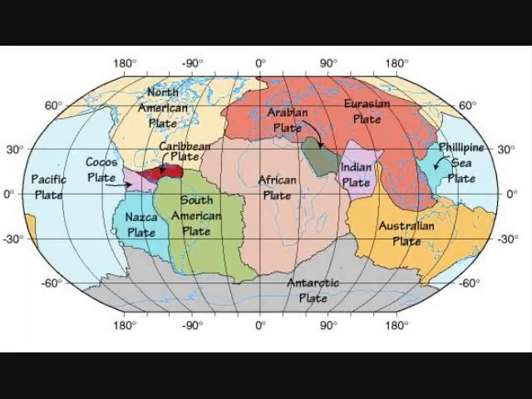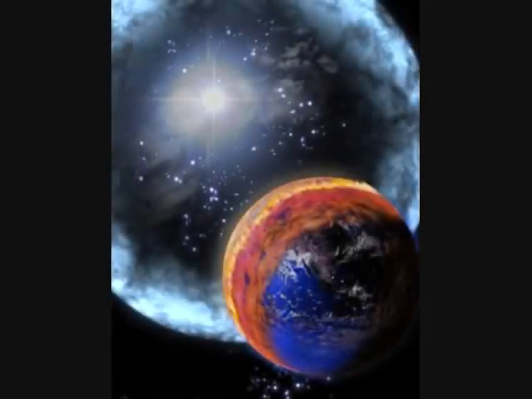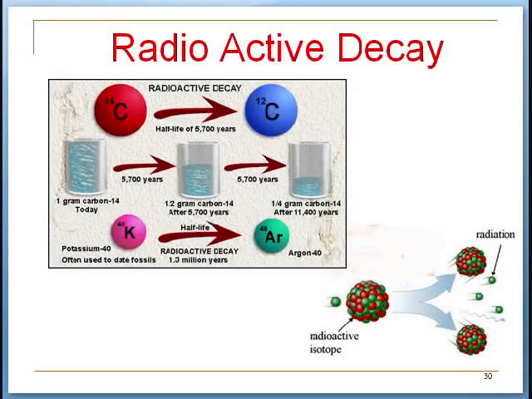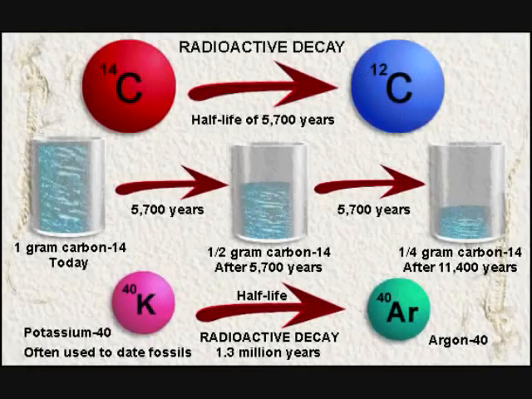There are two sources of internal heat. The first internal source is the heat left over from the huge amount of energy released during the formation of the Earth. The second comes from the radioactive decay of minerals present in the Earth. The unstable elements are called isotopes. They are atoms, they are unstable, and want to go from an isotope to a stable atom. When this occurs, they give off some gamma rays or particles, which are forms of energy that are released as heat.